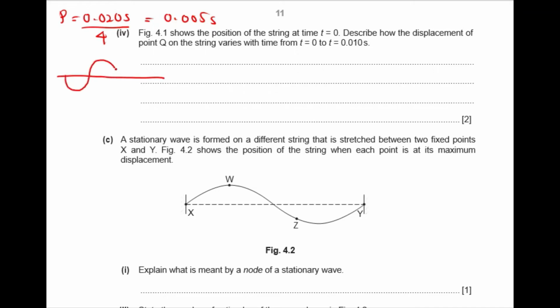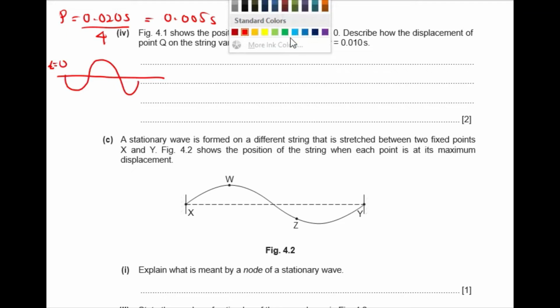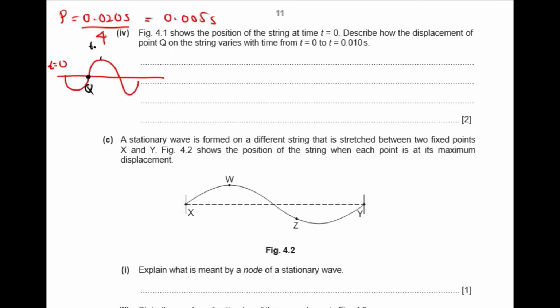So at t equal to 0, this is the position of Q. Okay, this is Q. Then after that, at T1, 0.005 second, this is point Q. And then at T2, at 0.01 second, Q moves to the equilibrium position.